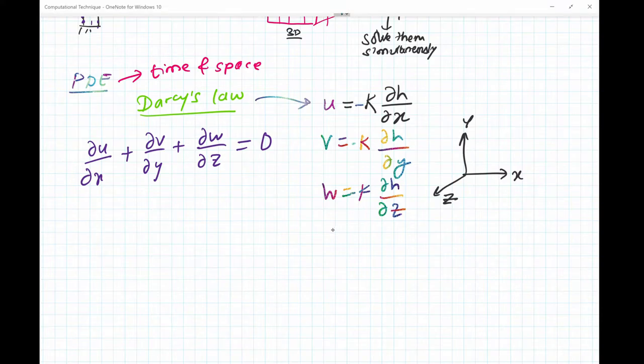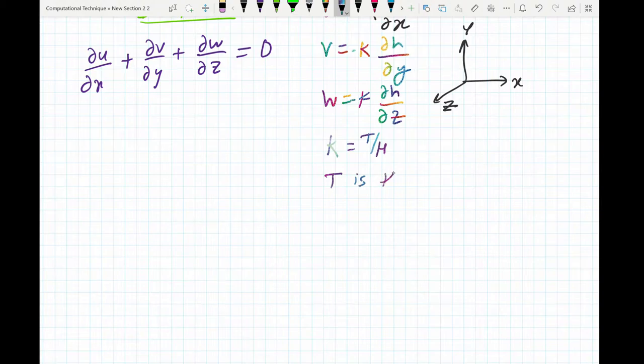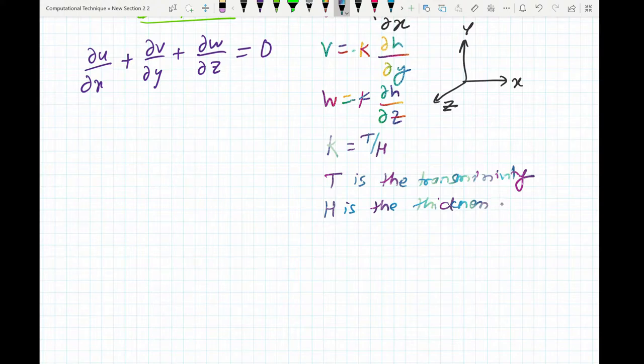And this K here, which is the permeability, is given by T by H, where T is the transmissivity and H is the thickness or depth of the aquifer. Now here, transmissivity is related to how much fluid passes through the grid.